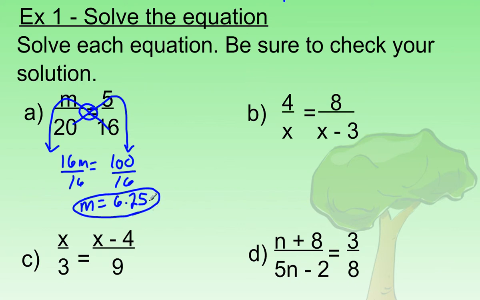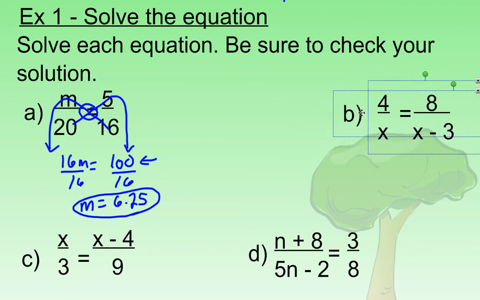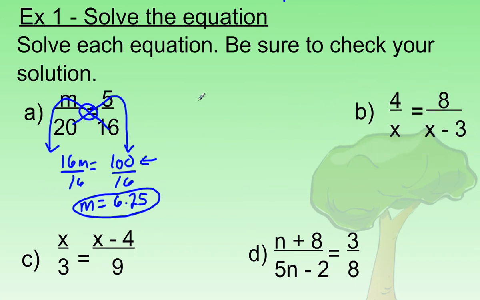Okay, so the process is you cross multiply, and that gives you that step. And after you cross multiply, you solve. That's what we did. As far as checking our solution, we could plug that in. I'm going to move this over for right now. 6.25 over 20 should be the same as 5 over 16.